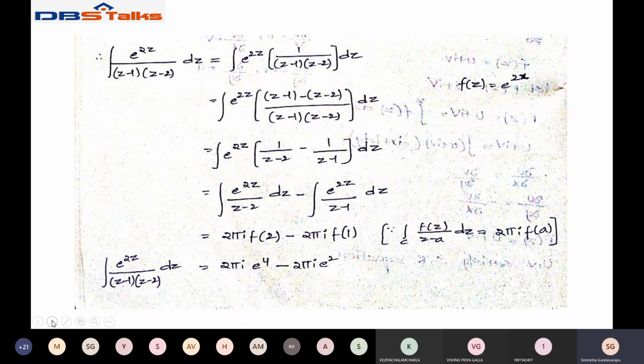That equals 2 pi i into f of 2 minus 2 pi i into f of 1. Here f of z equals e power 2z. Therefore, integral e power 2z by z minus 1 into z minus 2 dz equals 2 pi i, f of 2 is e power 4, minus 2 pi i, f of 1 is e square.